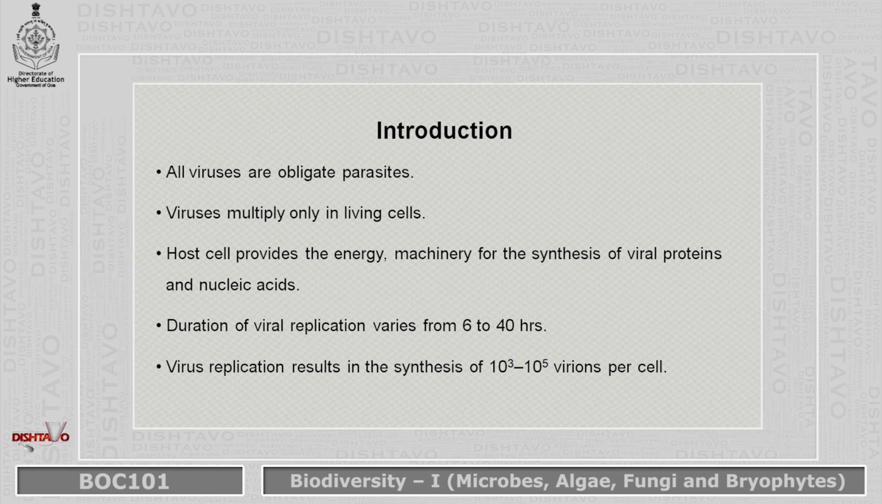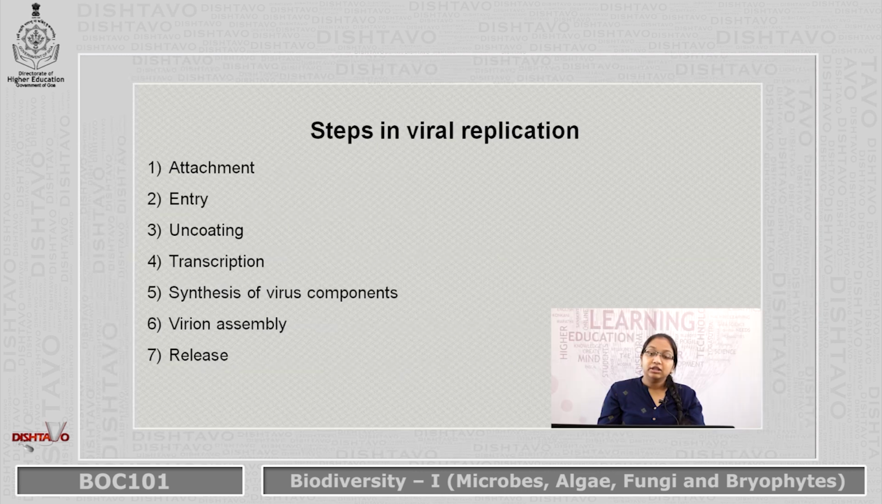The duration of viral replication can vary from 6 to 40 hours. The viral replication results in the synthesis of 10⁻³ to 10⁵ virions per cell. These are the steps in viral replication. The different types of viruses have different steps, but basically they all follow these 7 steps. The steps in viral replication are attachment, entry, uncoating, transcription, synthesis of viral component, viral assembly and release.